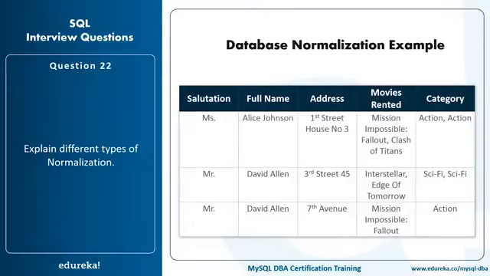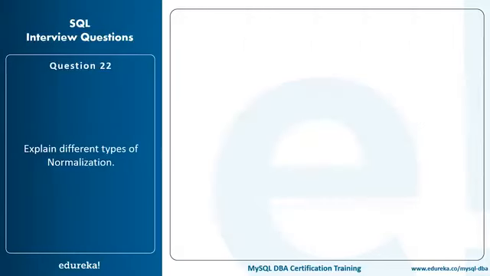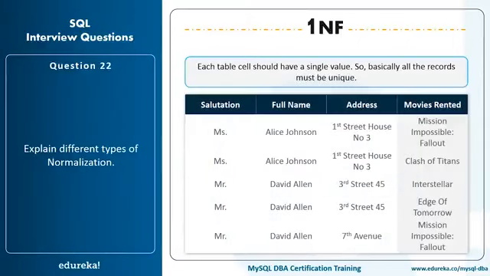Now to apply normalization to this particular table, you'll clearly observe that there is Alice Johnson who has a particular address and has rented a few movies from a specific category, and the category action is mentioned twice over here. Similarly, David Allen's address has been divided into two different records, and the movies rented and the categories have also been divided into two different records, right? Now to apply normalization to this particular table, you first have to apply the 1NF. That is the first normal form.